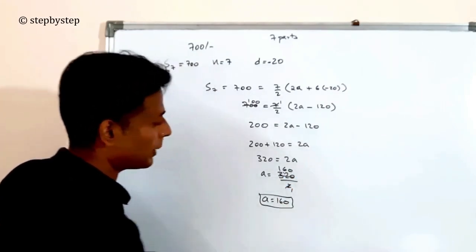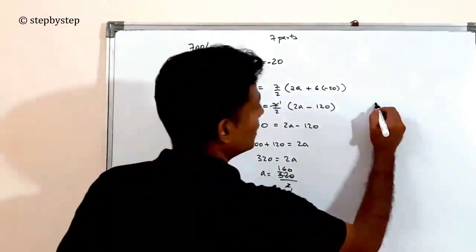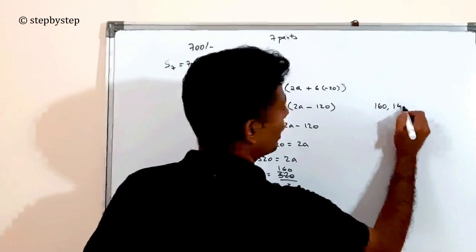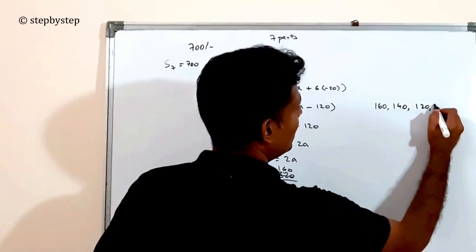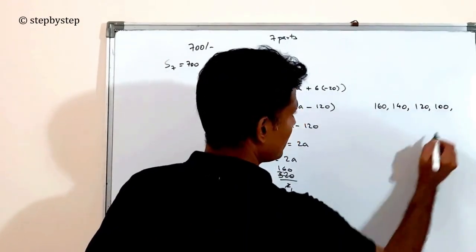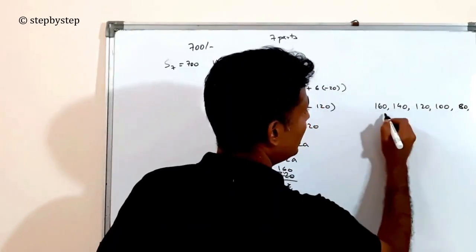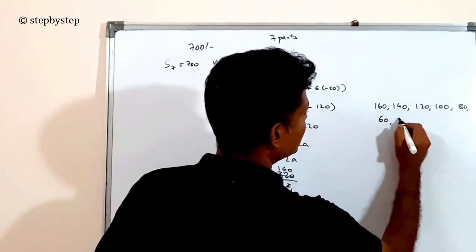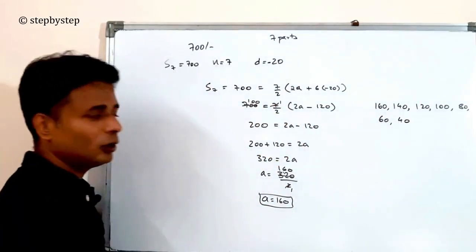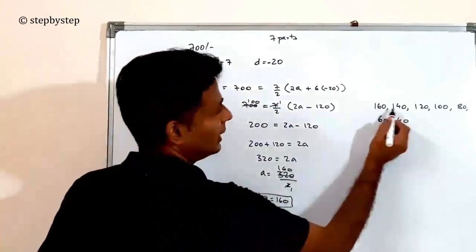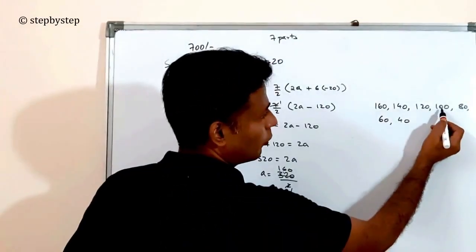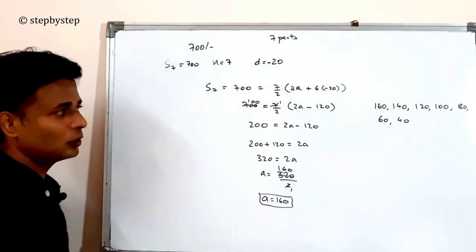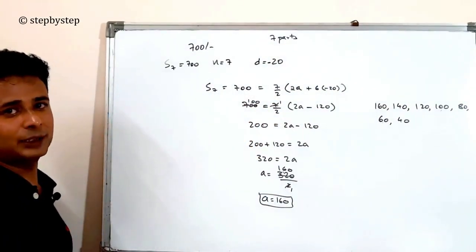So what is the first prize? It is 160. What will be the next prize? 140, then 120, then 100, then 80 and 60. How many are there? 1, 2, 3, 4, 5, 6, 7. So the cash value of the first prize is 160. For the second it is 140, then the third, fourth, fifth, 6th and 7th. So those are the values of the cash prizes.